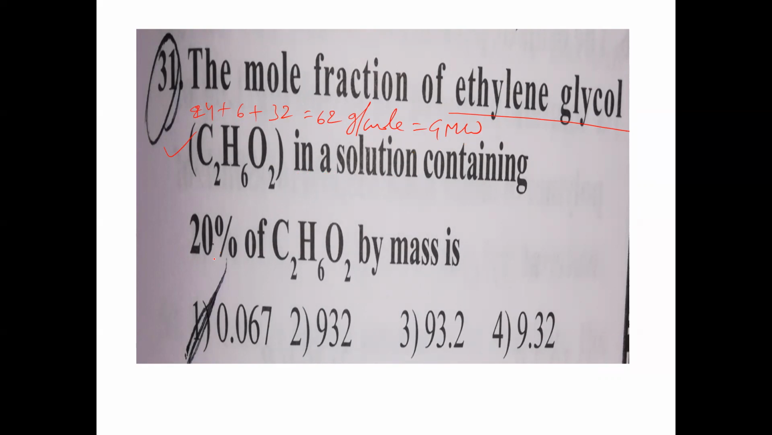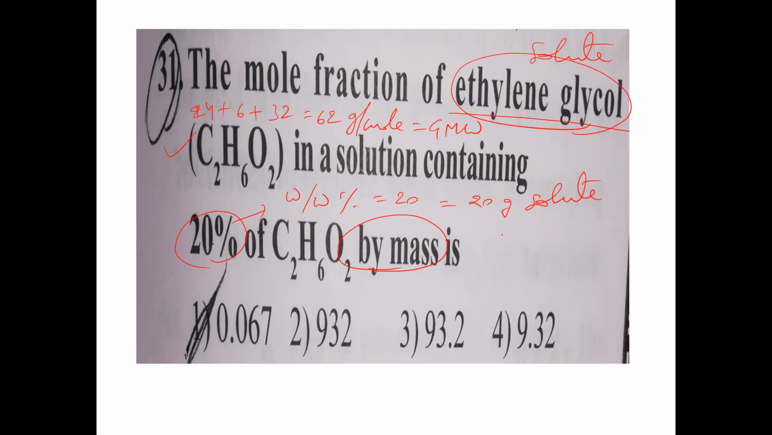In a solution containing 20% by mass, 20% by mass meaning what? W/W percentage is given as 20. That means 20 grams of solute. Ethylene glycol is the solute here. 20 grams of solute in 100 grams of solution. In 100 grams of solution, how many grams of solute is there? 20 grams of solute is there.